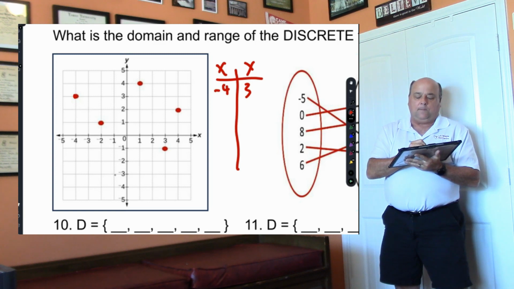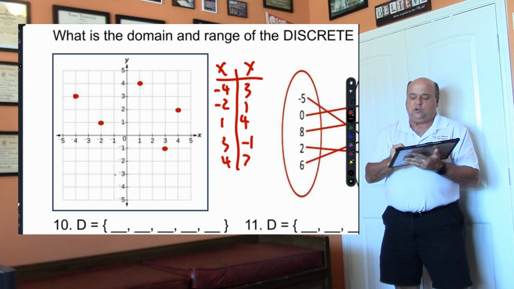To get to this ordered pair from the origin, I would go left 2, up 1: negative 2, 1. To get to this ordered pair, I would go right 1, up 4. To get to this ordered pair, I would go right 3 and down 1. And to get to this ordered pair, I would go over 4 and up 2.